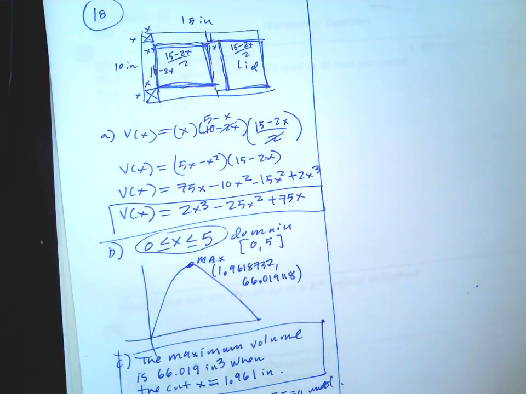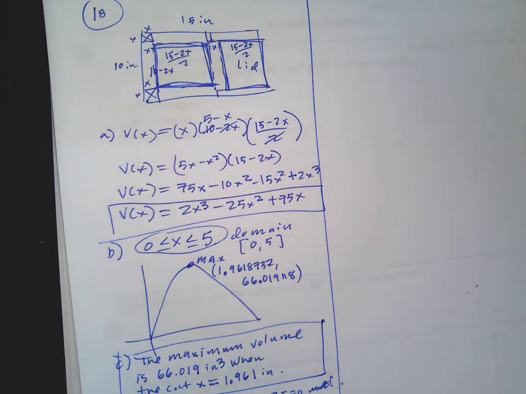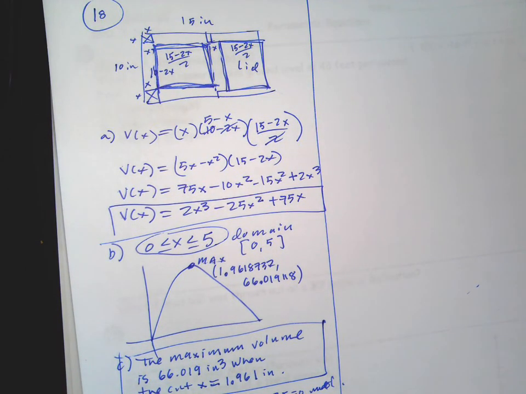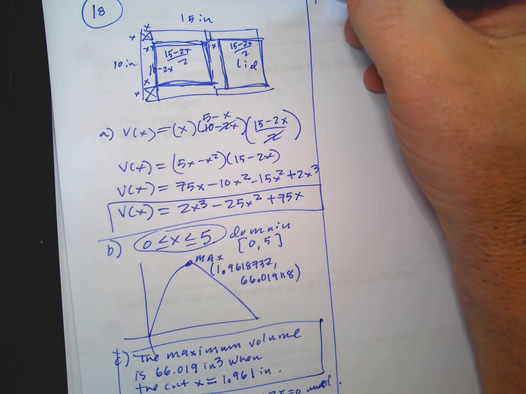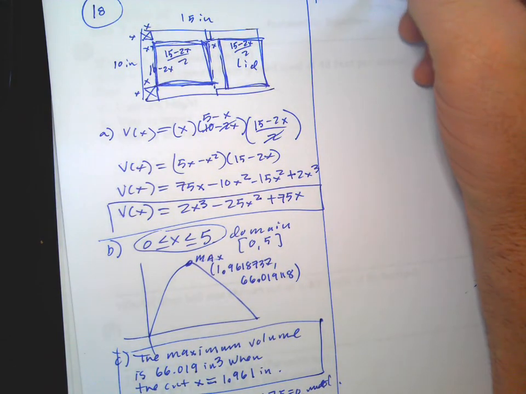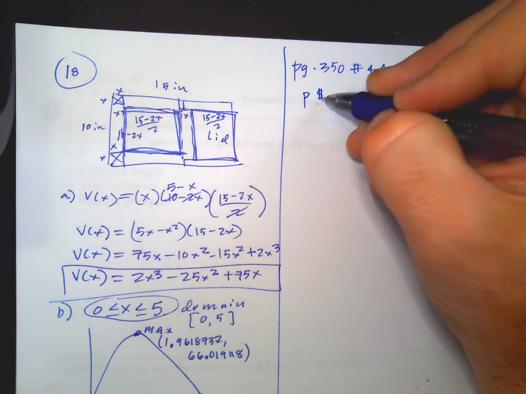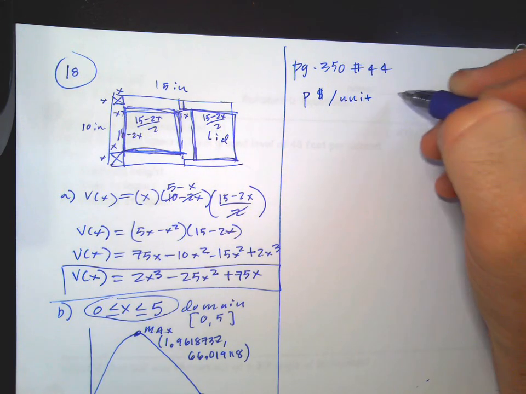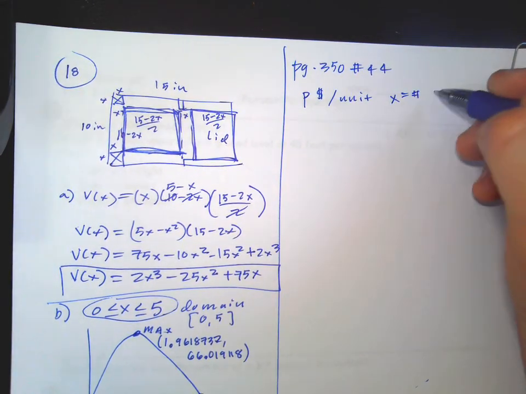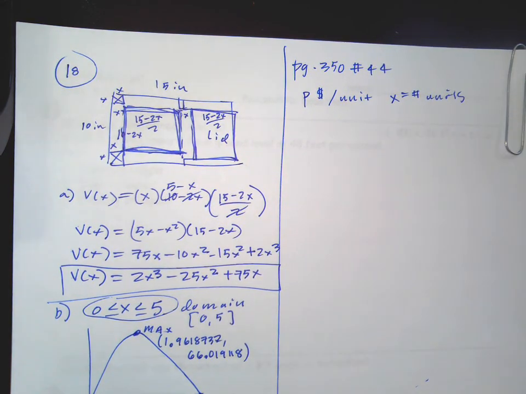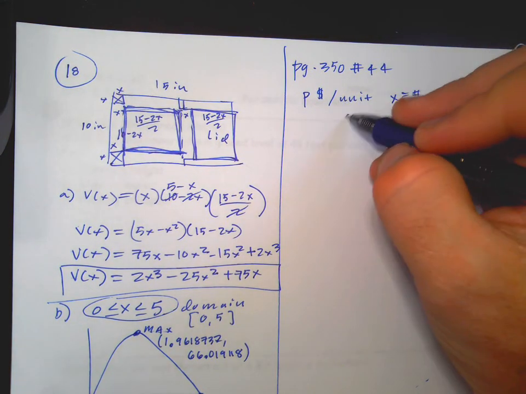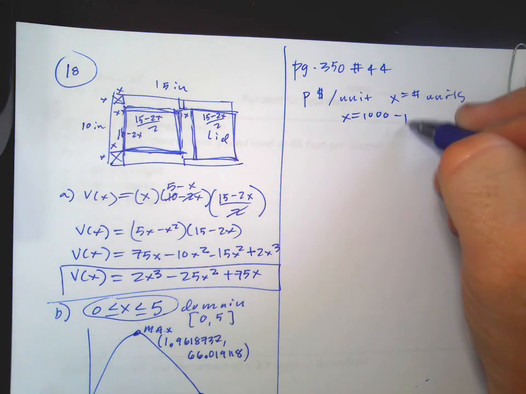Okay. And then we had one problem from the other book, page 350, problem 44. So we were doing problems already from page 350 on assignment 3, so you should be able to use that. It says a firm determines that X units of product can be sold daily at P dollars per unit, and X is the number of units, where X equals 1,000 minus P, the price.